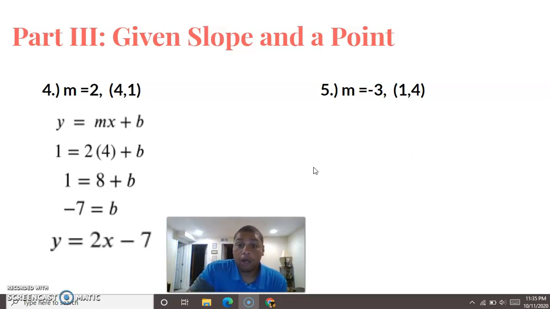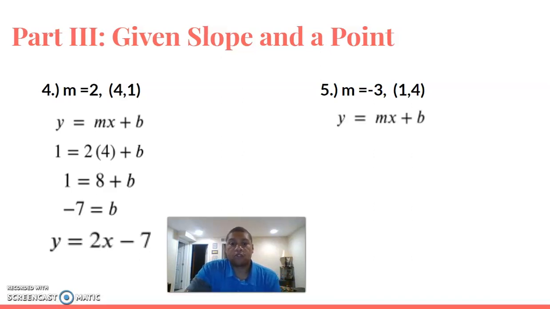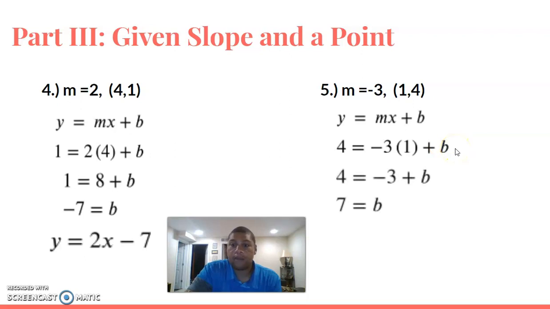Okay. If you pause like you're supposed to, same process, right? Start with y equals mx plus b. Okay. Plug in what you know. We know that y is 4. We know that m is -3. We know that x is 1. We don't know b. Okay.